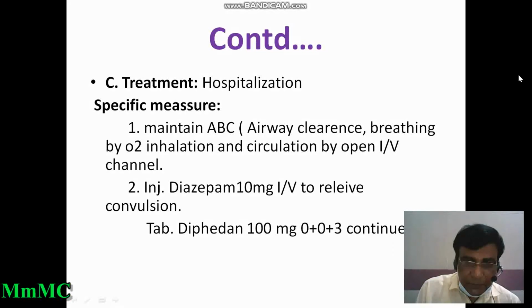Now treatment. Treatment: first hospitalization of the patient and specific treatment. You maintain ABC: airway clearance, breathing by oxygen inhalation, circulation by opening IV channel. Then injection diazepam 10 mg IV to relieve convulsion, followed by tablet phenytoin 100 mg 3 tab daily continued.